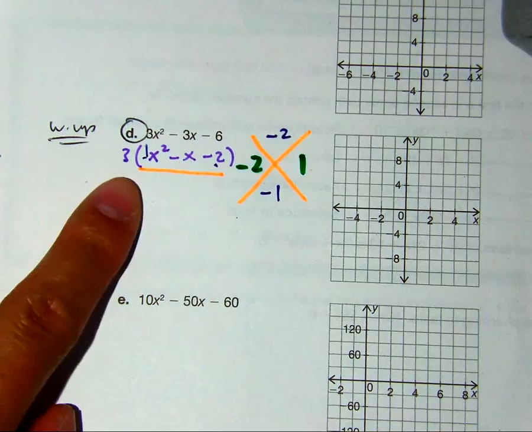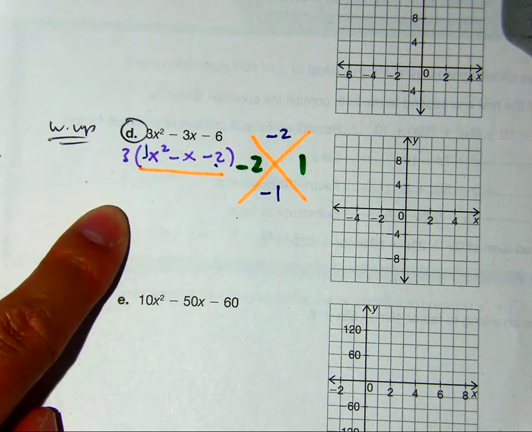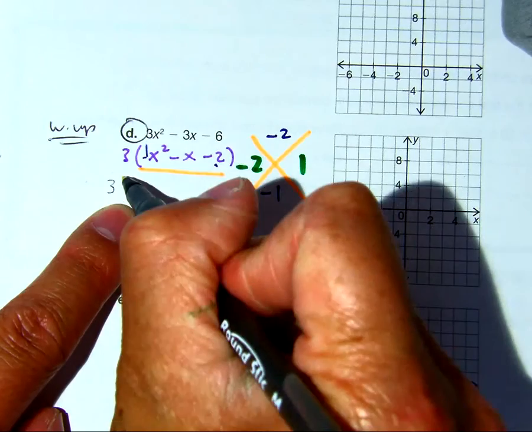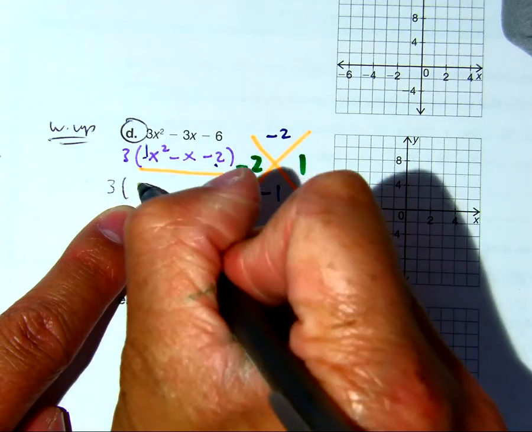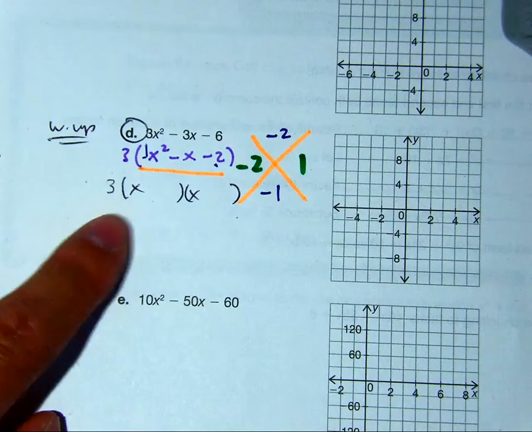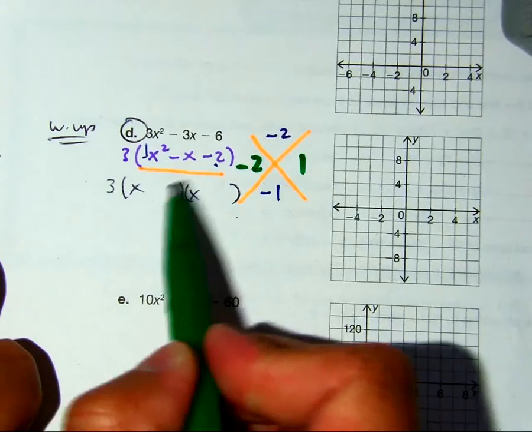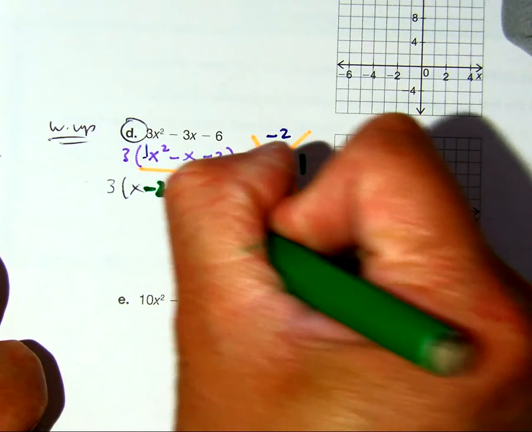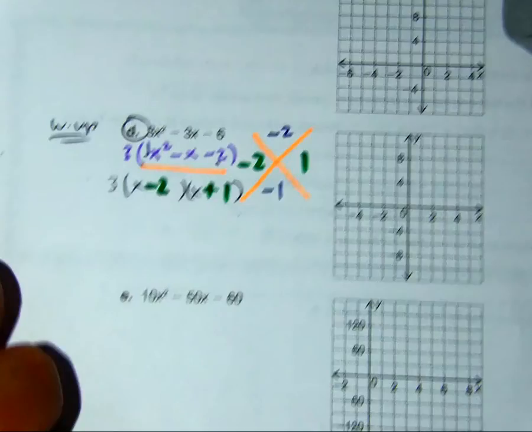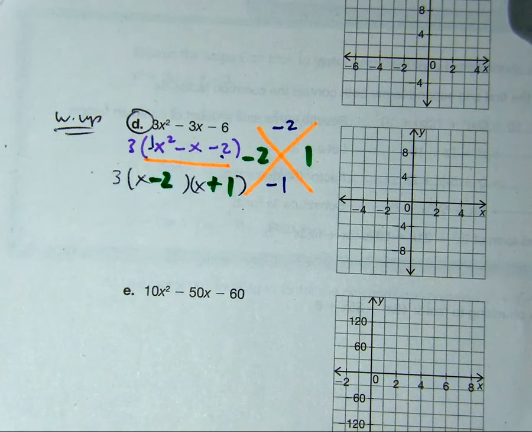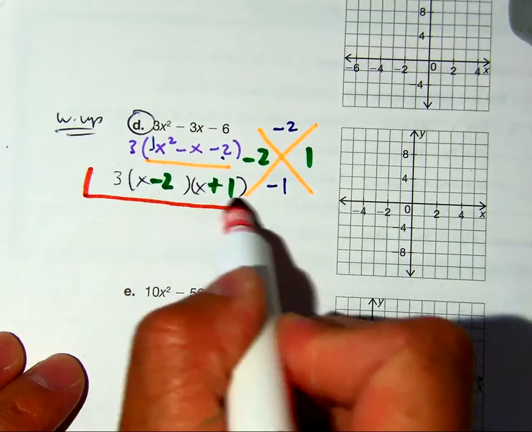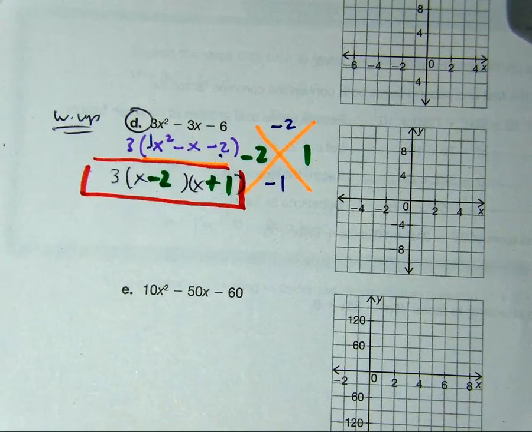Let's write this together now. What do I write? 3, parentheses x. We're going to put negative 2 and what? Plus 1, because it's positive. So in this red box, we factored completely. Raise your hand if you got that.